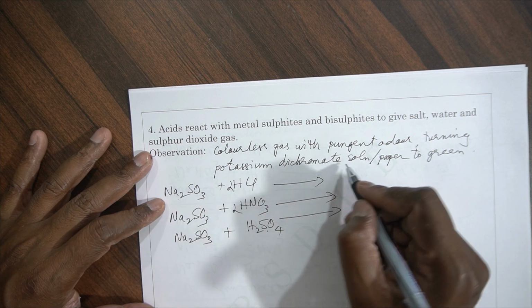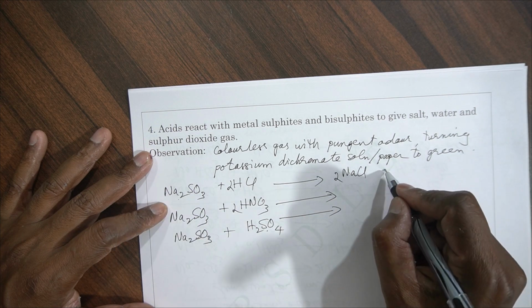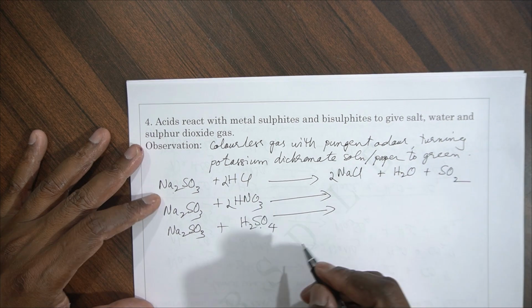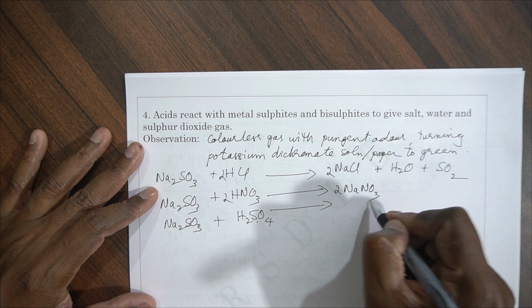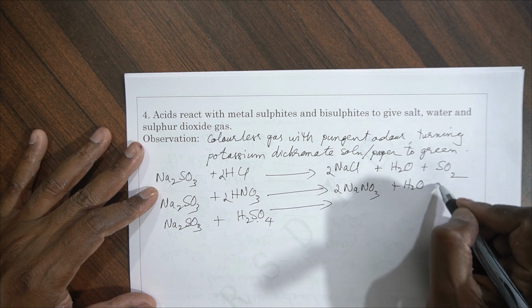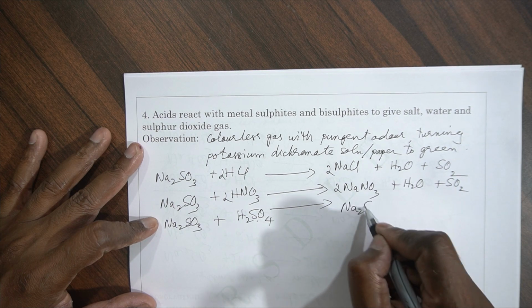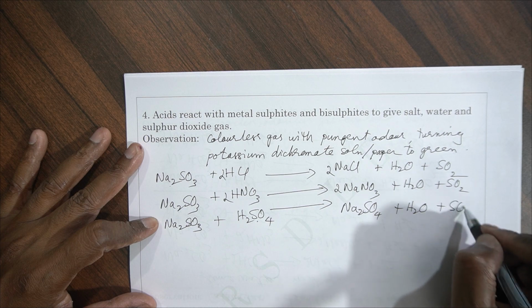Okay, what will be the product? Here it will be 2 NaCl, 2 sodiums are there, plus H2O plus SO2. And here you have 2 NaNO3 plus H2O plus SO2. And here you will have Na2SO4 plus H2O plus SO2.